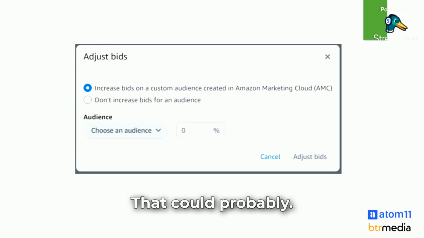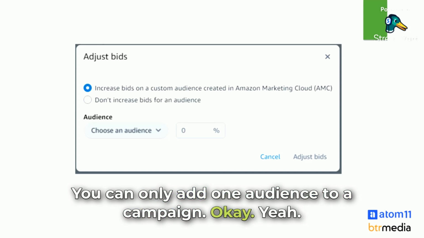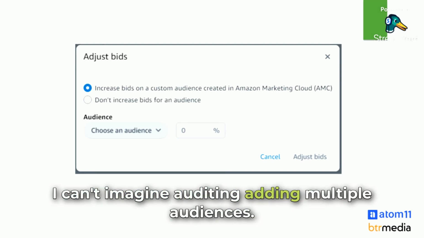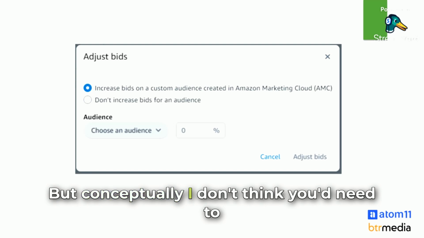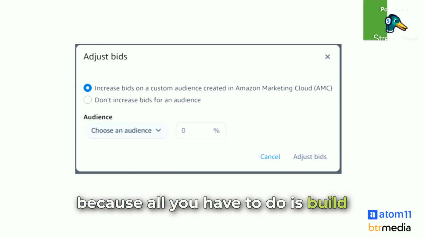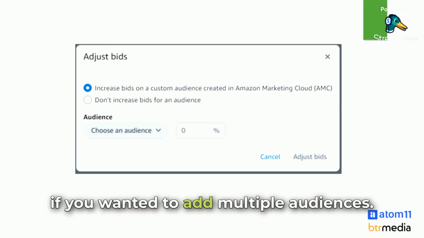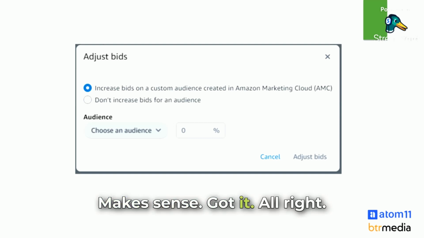That could probably be. Well, at this point, I know you can only add one audience to a campaign. Okay. Yeah. So at this point, that's all that they're letting you do. I can't imagine adding multiple audiences. That would be a lot of levers to pull. But conceptually, I don't think you'd need to, because all you have to do is build your one audience that meets the criteria of if you wanted to add multiple audiences. Makes sense. Got it. All right.